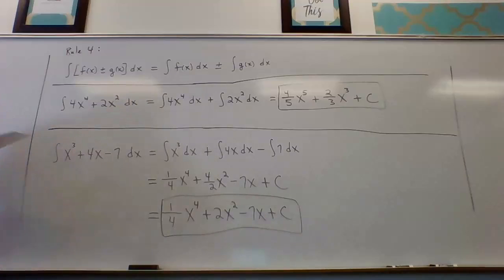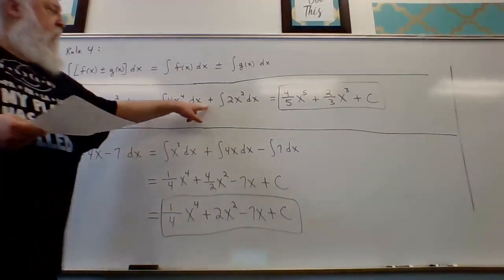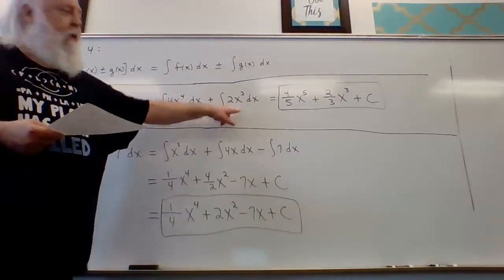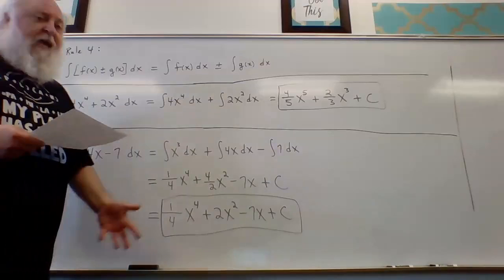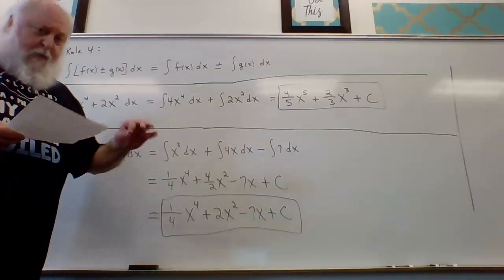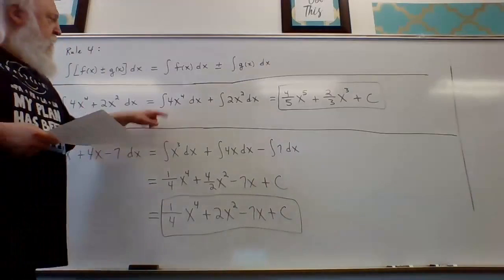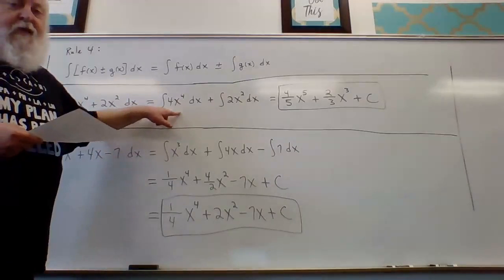So in example 1, we've got to find the antiderivative of 4 times x to the fourth plus 2x squared. And what Rule 4 says is the antiderivative of this function is equal to the antiderivative of the first term, 4x to the fourth, plus the antiderivative of the second term, 2x squared. Now, at this stage, I'm going to start doing multiple steps at once, okay? We've broken things down into baby steps in the previous rules, but now I'm going to start doing multiple steps at once. So the antiderivative of 4 times x to the fourth, right?